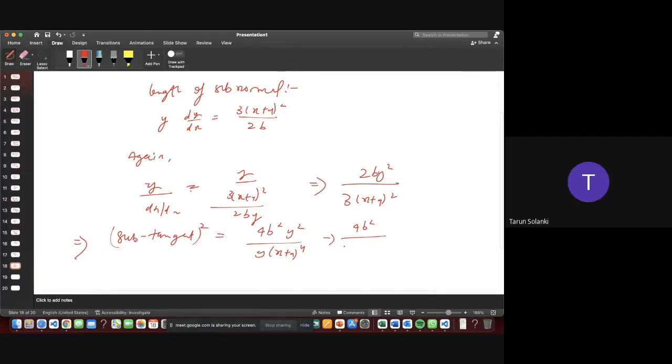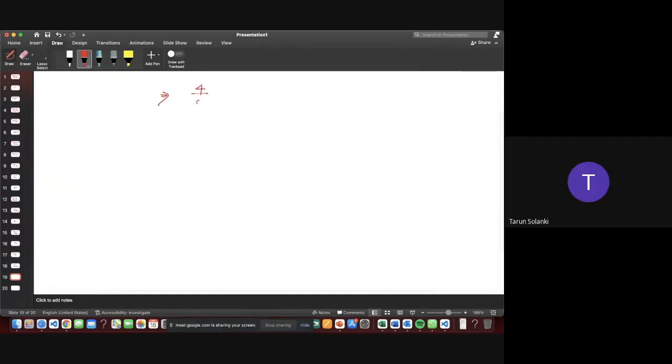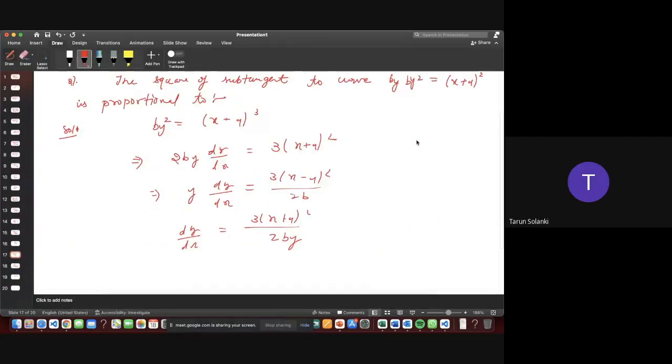So that is 4b square over 9 (x plus a) to the power 4 into (x plus a) to the power 6 by b square. So that is 4 by 9 (x plus a) whole square. Right. So finally, 4 by 9 into 2b by 3 into 3. So this is 8b by 27, which is the subnormal. Right. So it means subtangent square is proportional to subnormal. Okay. Copy this problem. This is an important one.